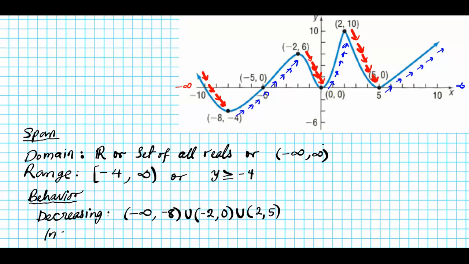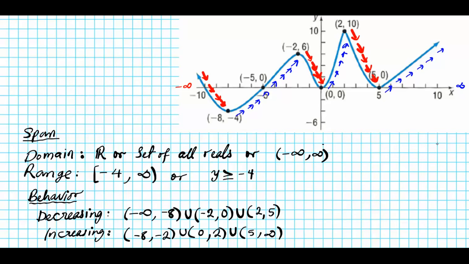Okay, so let's write that down. Increasing. Where is it increasing? It's increasing from -8 to -2, and then from 0 to 2, union, and then finally from 5 to infinity. So that's the interval where the graph is increasing.